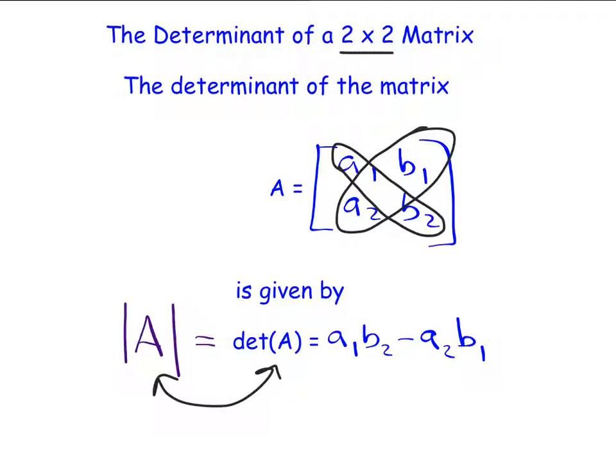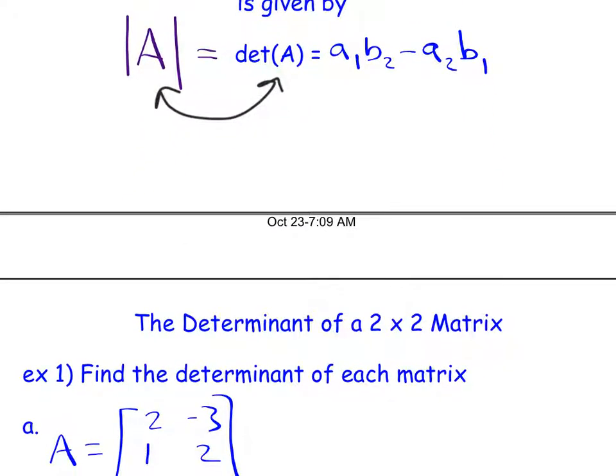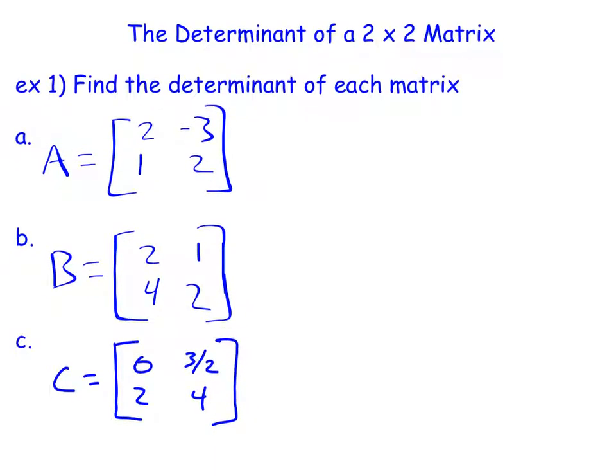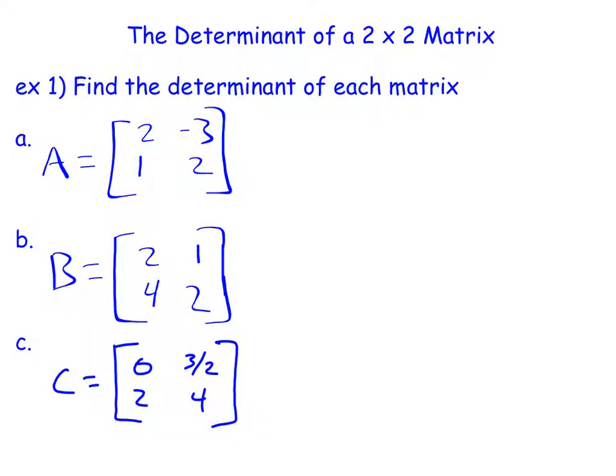I hadn't mentioned yet, but it's worth noting, determinants can only be done if you have a square matrix. So the number of rows have to be the same as the number of columns. So let's go down here and do a couple. Okay.